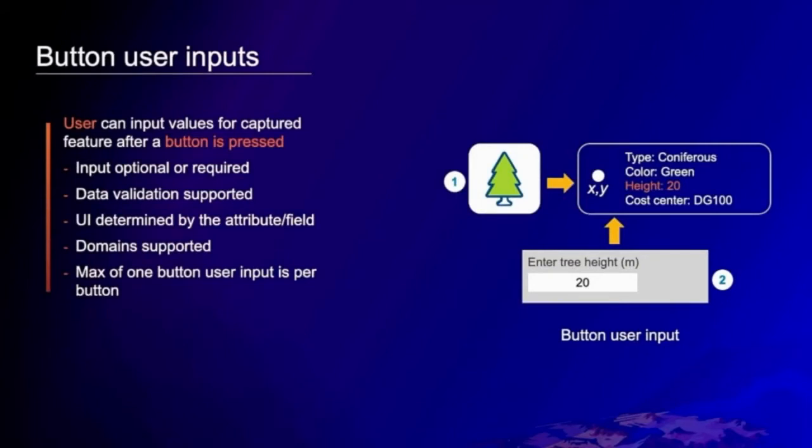Let's now take a look at button user inputs. This is the input that appears after a project button is tapped. In this case, the user taps on a tree button, then the input shows, and they can enter the height value in as a measurement. The height value is written to the height attribute of the captured feature.